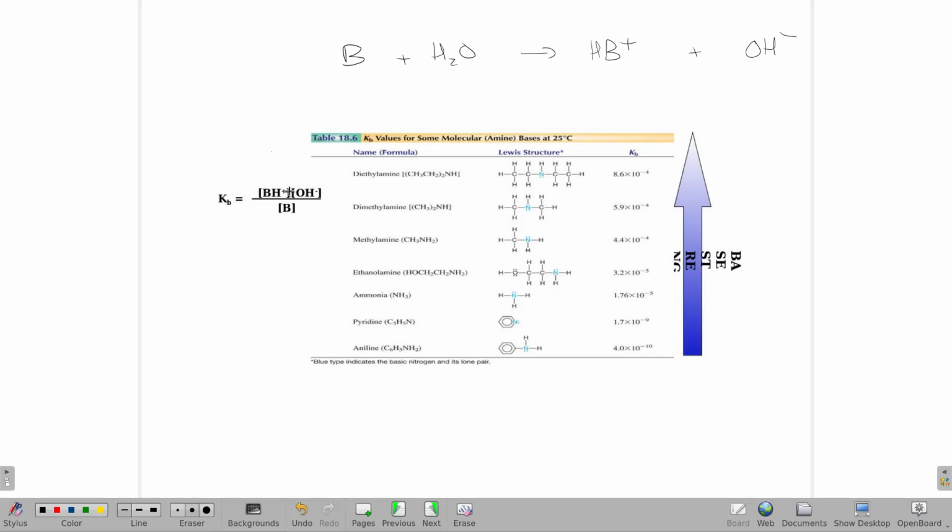Now, sometimes what we actually see to get a common notation is we actually see this called HA, and this is the A minus. Because it's what's really interesting. Our conjugate bases of our weak acids are also weak bases. So they're actually interchangeable. They go back and forth.